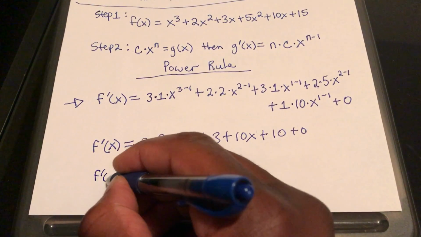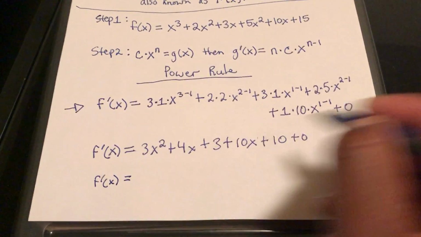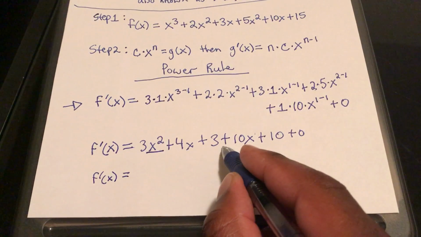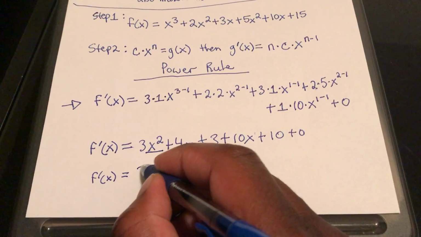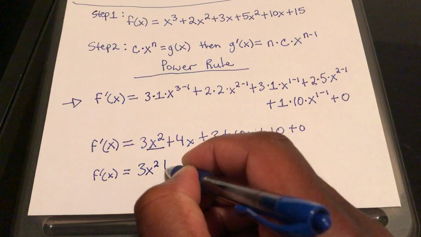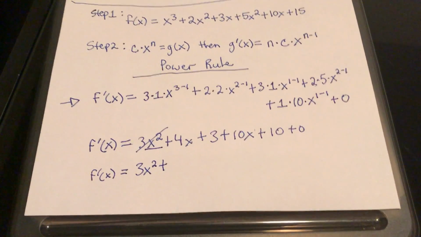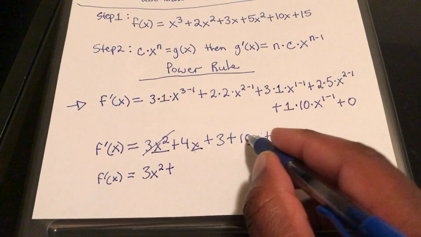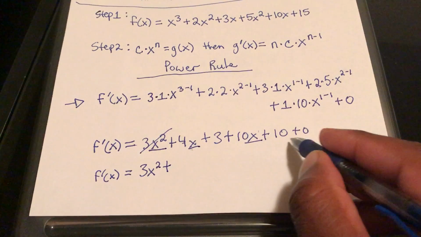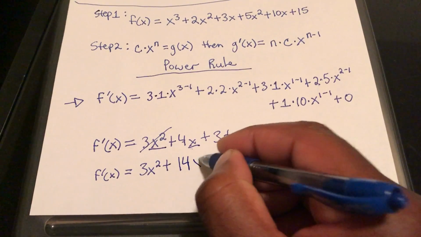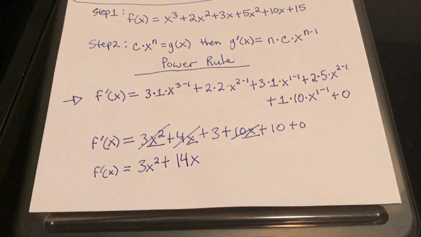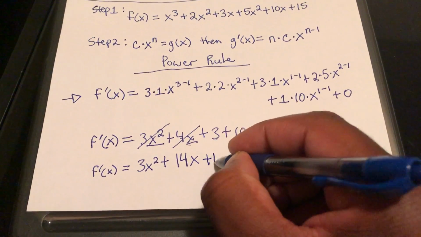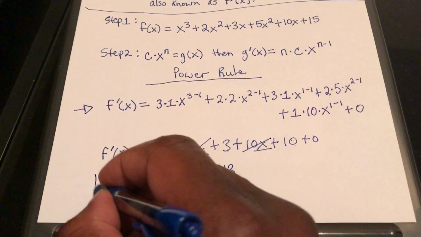So I look through here. I see an x squared. Do I see an x squared here? No. X squared, x squared, x squared. No, that's the only x squared. So I'll write it now. 3x squared. Now I cross that out because I'm done writing it. Now I look, I see a 4x. Do I see any other x's to the first power? Yes, there's a 10x. 4 plus 10 is 14x. I cross that out because I'm done with it. Now I'm just left with constants. 3 plus 10 is 13. All right, and this is the derivative.